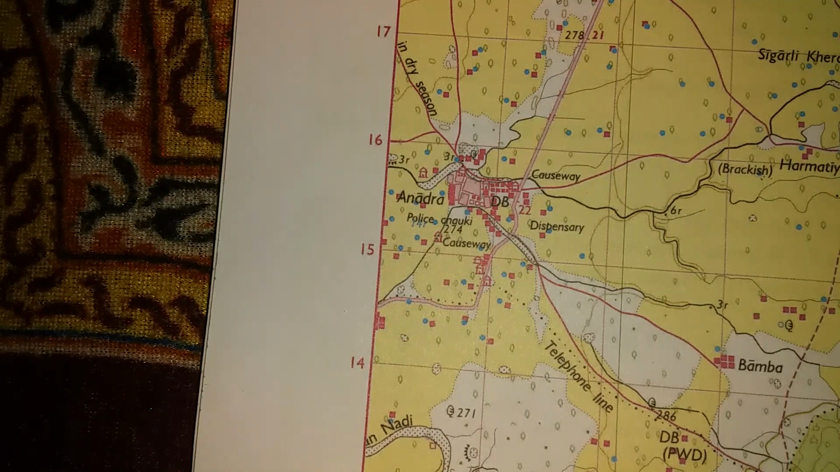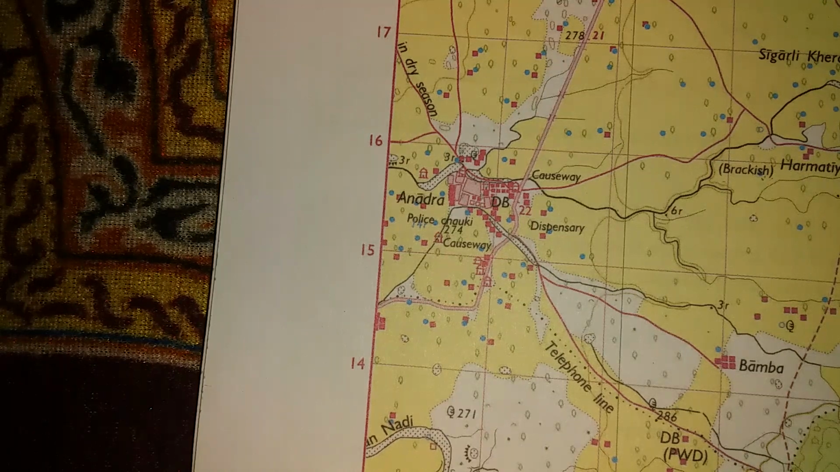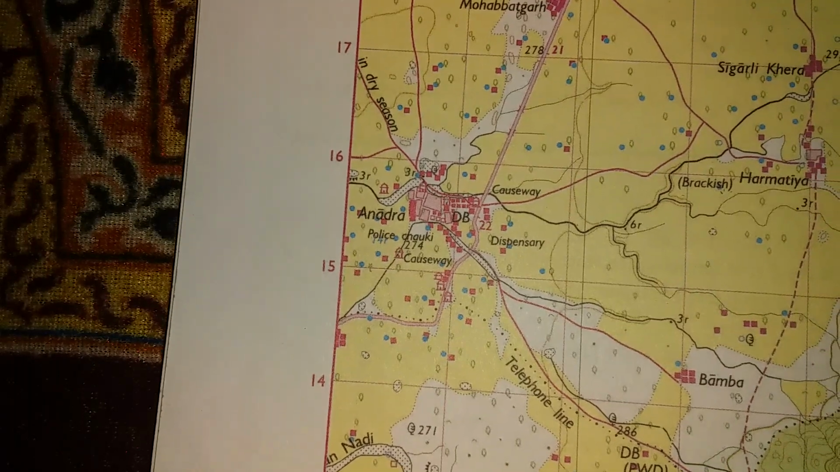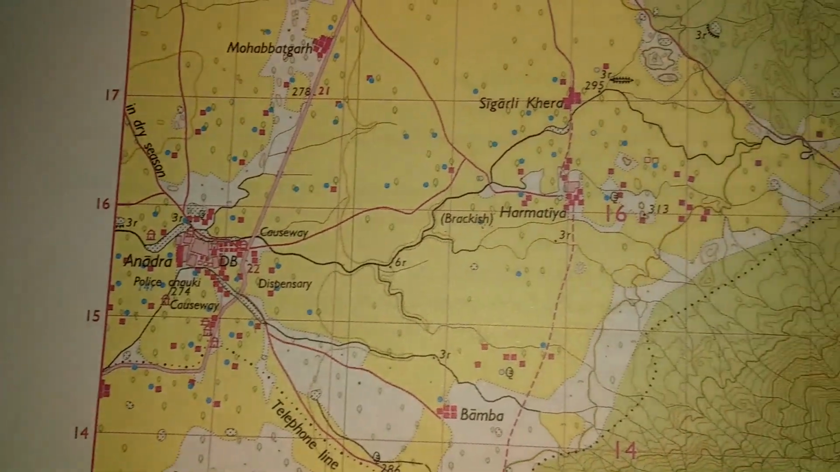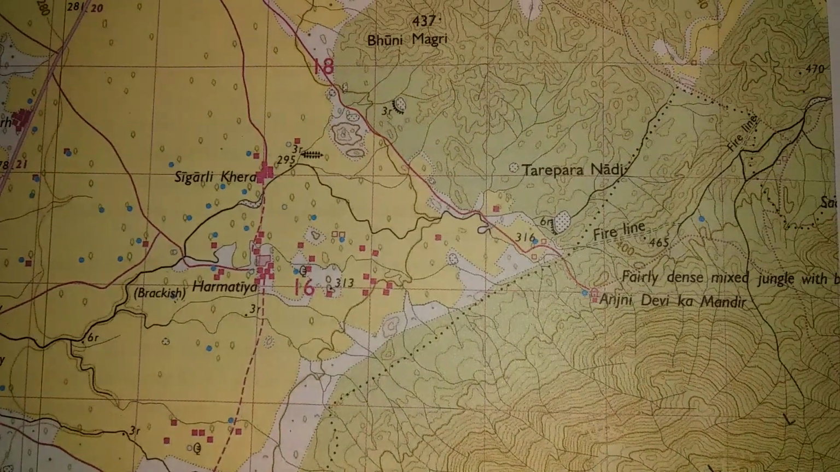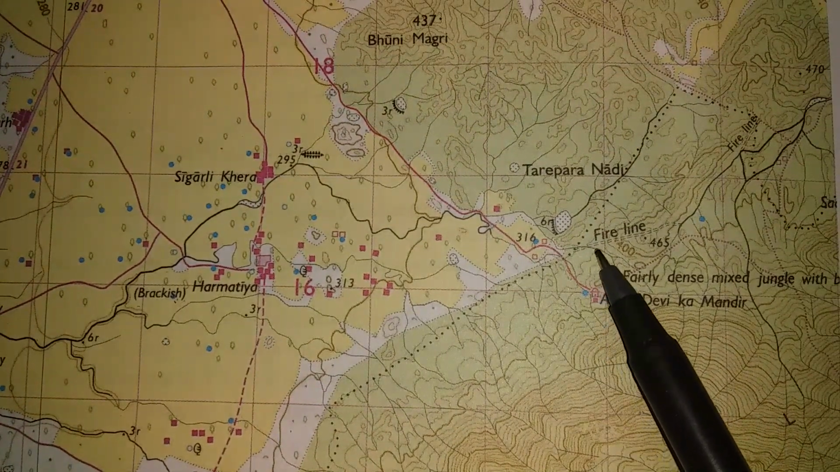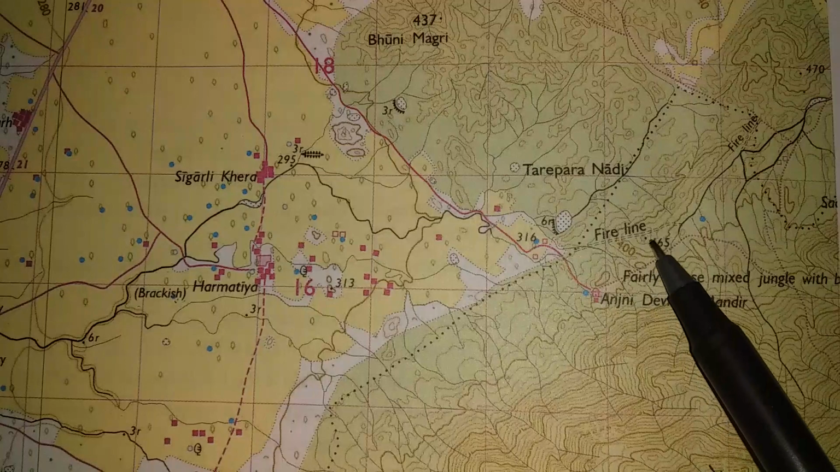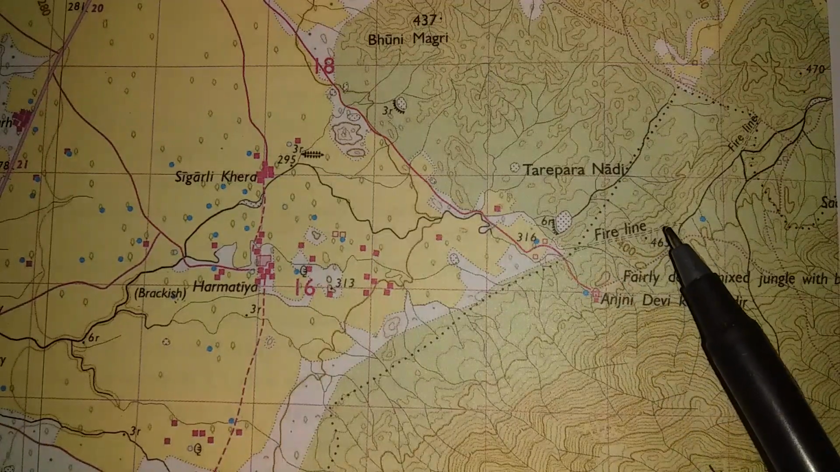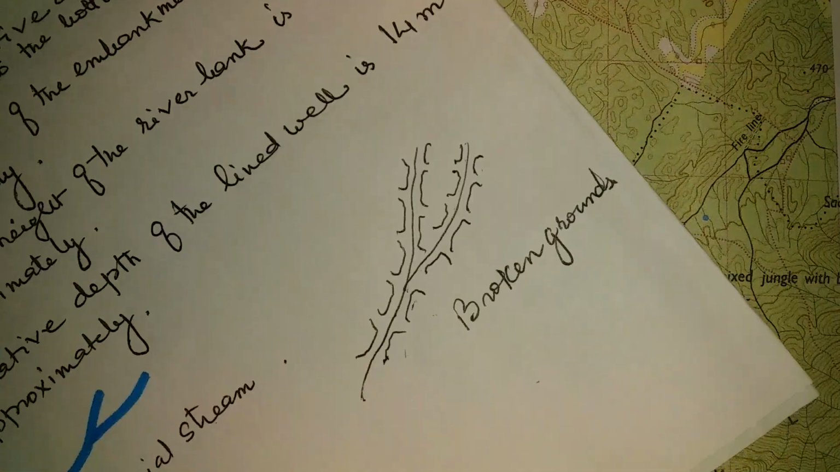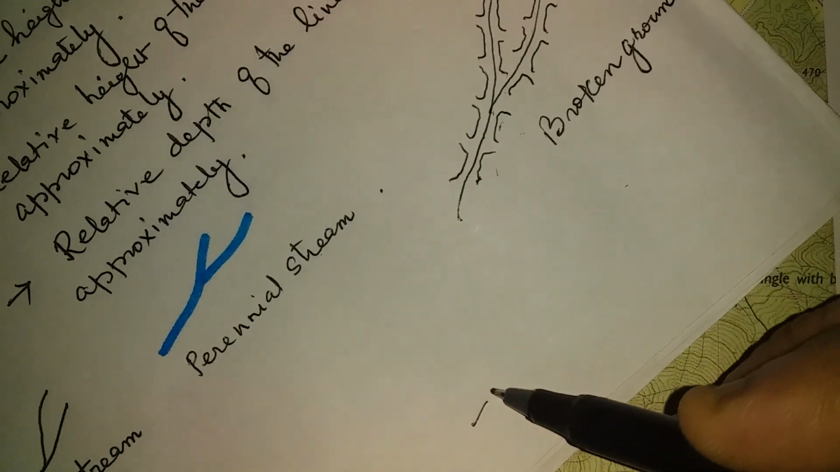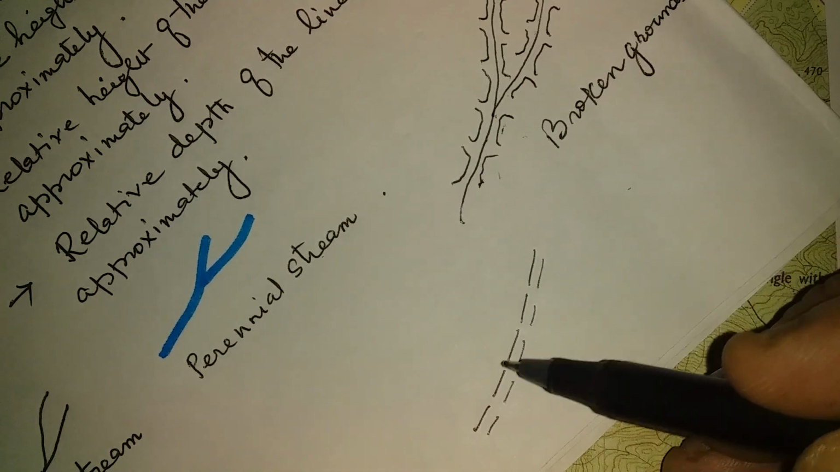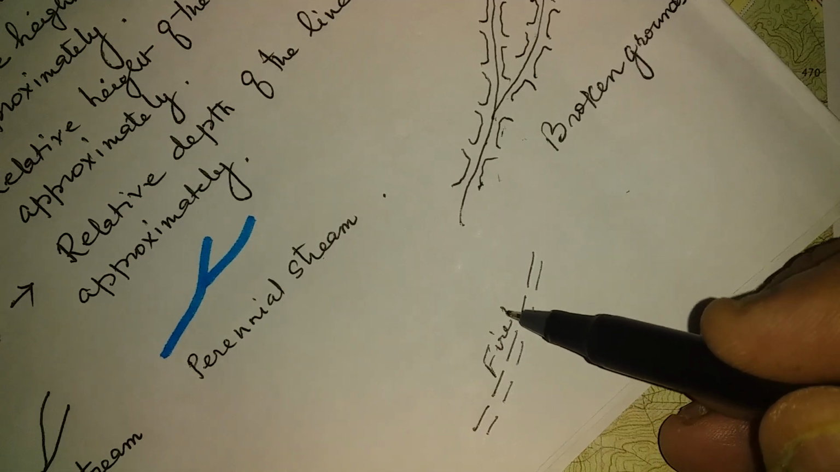Now, I'll be referring to a few important terms. Often it is asked in the examination. Like we refer to this fire line. Where you have forest, you'll come across this feature. We call it fire line. It is represented by double black broken lines, and it will be written fire line.